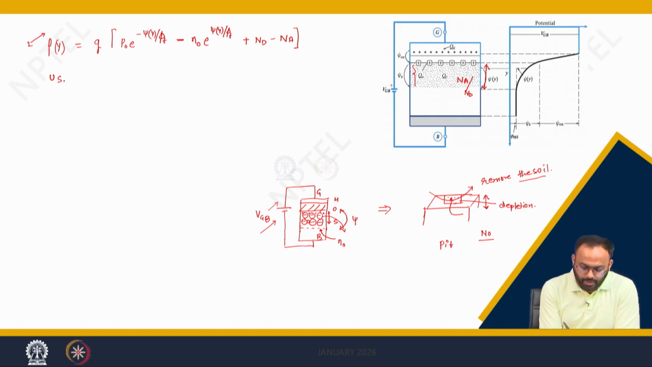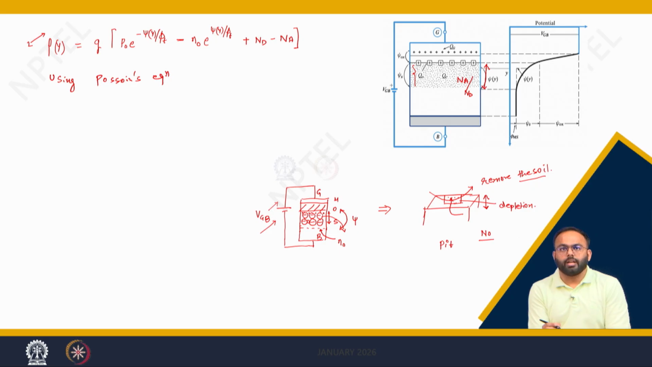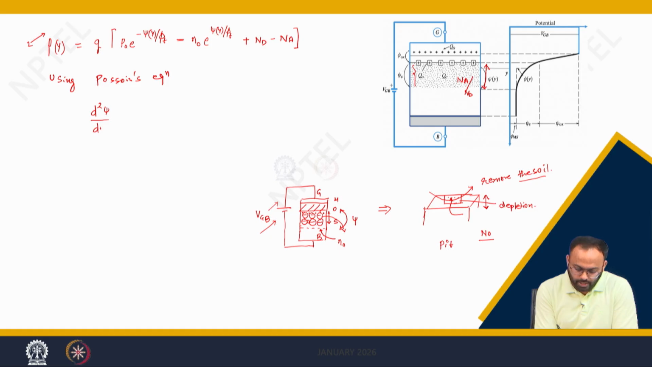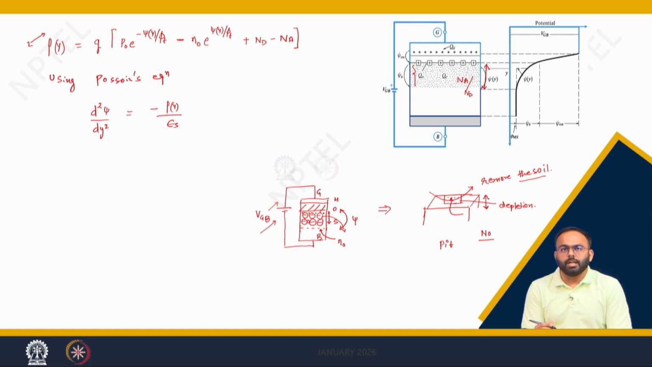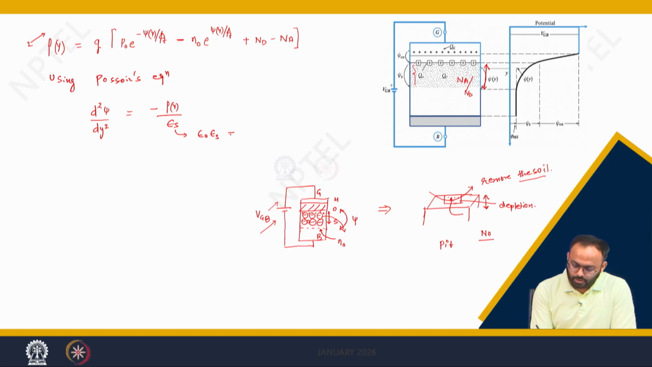So, using the Poisson equation, we can relate the charge and the potential, which can be given by delta square psi divided by delta y square equals minus rho y by epsilon s, where epsilon s is the permittivity of silicon. It can be given by relative permittivity times 8.854 into 10 to the power of minus 14 farad per centimeter, and for silicon the relative permittivity is approximately 11.7. So, this can be written in farad per centimeter.